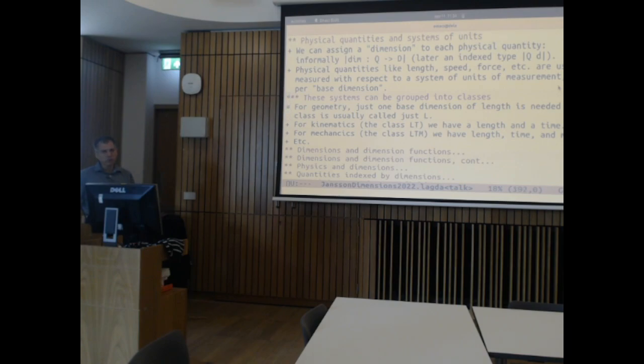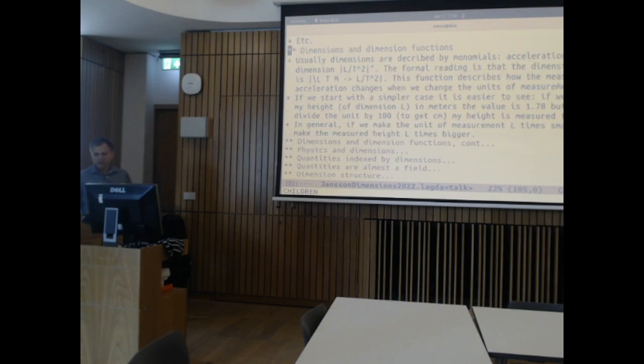Kinematics, things which move, but in the ideal sense, no mass and so on, then we have the class LT of things which has 2 dimensions, a length and a time dimension. And then for mechanics we have LTM, length, time, and mass, and so on. And if you have electromagnetics you have different things, and you have more and more dimensions. But it's often useful to focus on the few dimensions that you actually need for your problem, and then work in that class of physical systems.